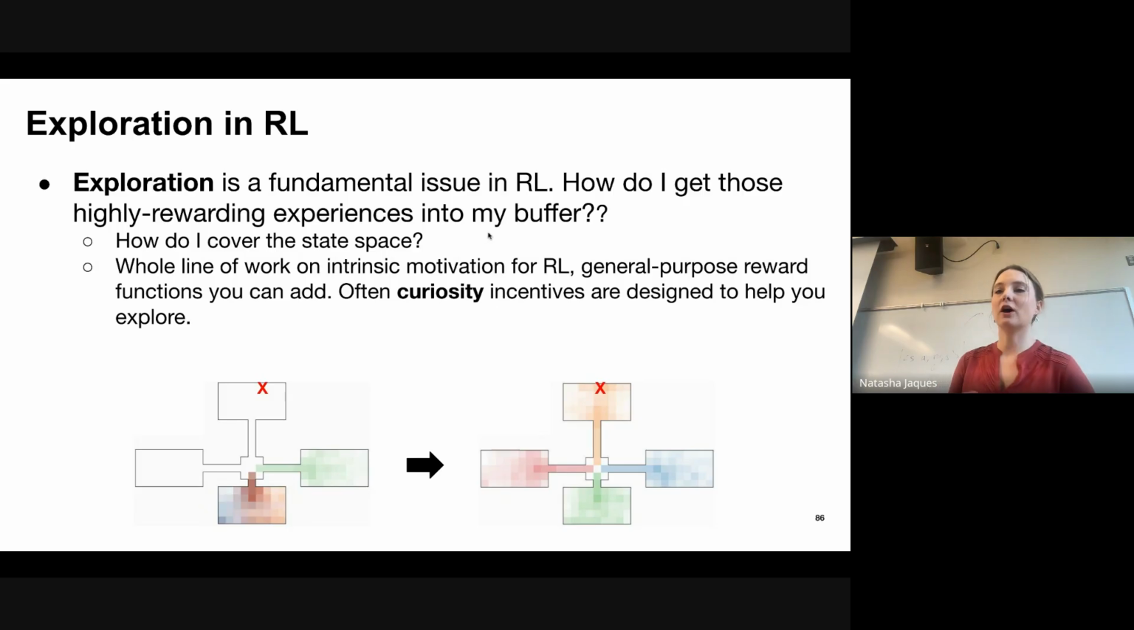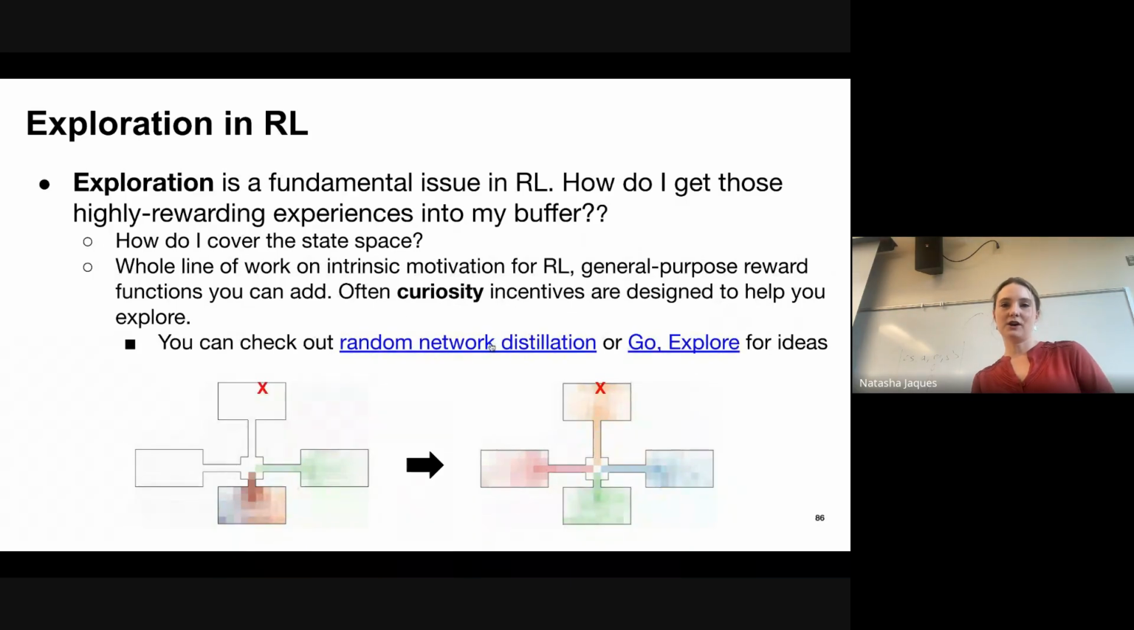So for example, curiosity incentives are designed to help you explore. Can anyone guess what I might mean by curiosity, or have you seen something about that before? Yeah, a reward for achieving a state or action that hasn't previously been seen in your game. Exactly. So finding some state or action that you've never seen before. So just a novelty bonus, right? And that's surprisingly hard to compute in high dimensional state and action spaces. So there's a whole literature on this. It's very interesting. I would check out random network distillation or Go Explore for the state of the art in these techniques. You'll have the slides, so you'll find the links.